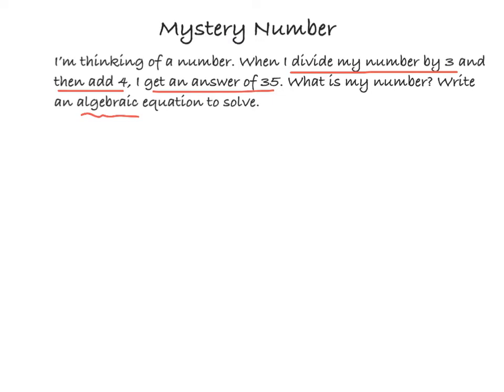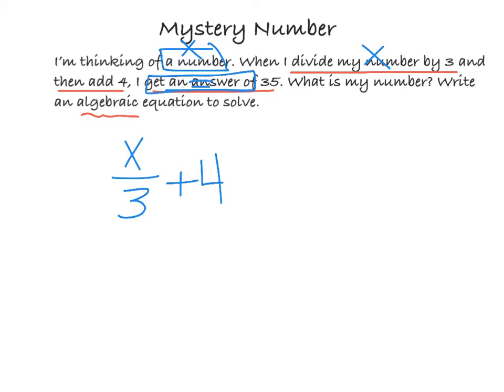All right, so now I'm going to go back and reread and kind of put in what I know as I'm doing that. So I'm thinking of a number. We know that's going to be our x. When I divide my number by 3 and then add 4. So if I divide x by 3, it's going to look like this. X divided by 3, and then we're adding 4 to that quotient. I get an answer of, so I see that and I know that means equals 35.